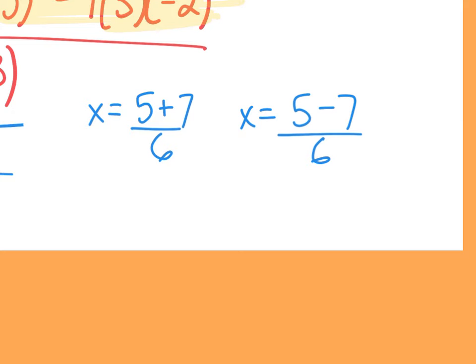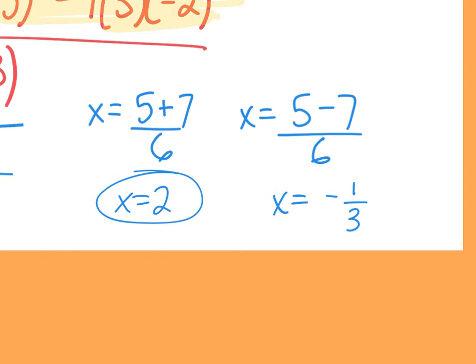What's 5 plus 7 divided by 6? 2. Good. And what's 5 minus 7 divided by 6? Negative what? Negative 1/3, I think. Or negative 0.3. You can put a decimal if you want. Okay. Questions on that? We feel okay with it? Okay. Moving on.